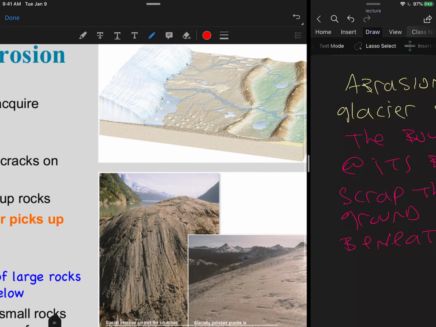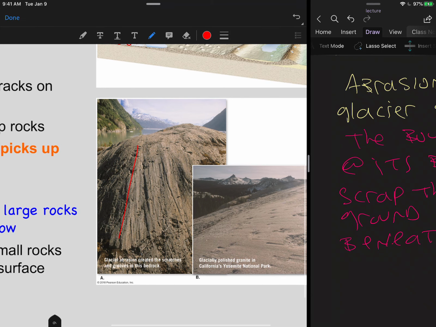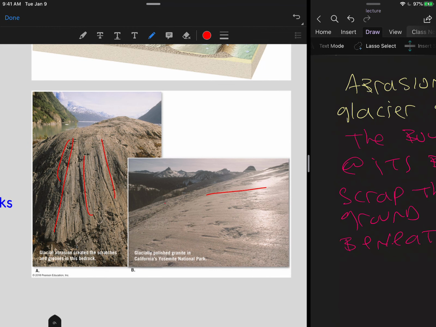And you can see from this picture here what's happening. So this glacier is passing by. It's picked up a whole bunch of boulders, and as it passes over this region, it's going to scrape through this region. And this is what you see here, these scrape marks. And you see how it's to the point where it even polishes the surface beneath.